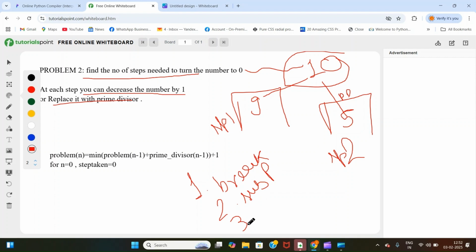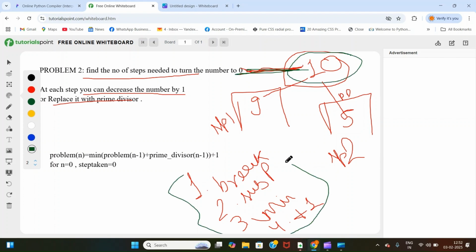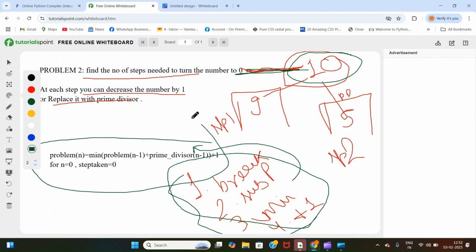Then finding the minimum out of the sub problems, that is the minimum. And then fourth is adding plus 1, so that I'm able to count this step also, 10 also. These four steps make up this formula. So this was the formula that we concluded in the last class.